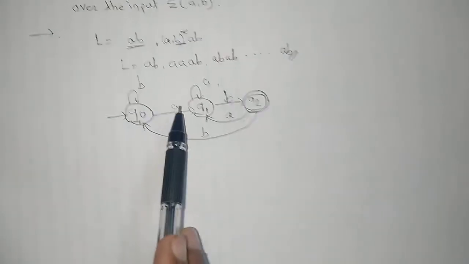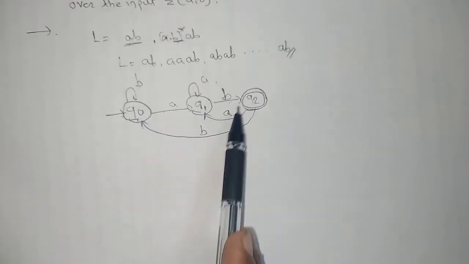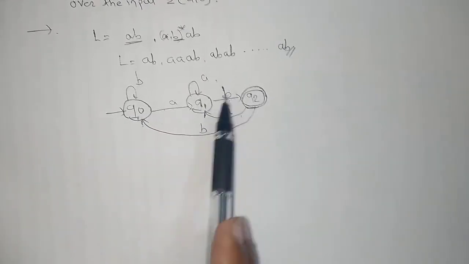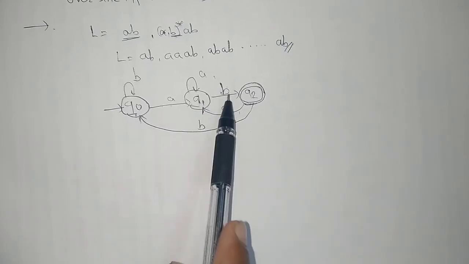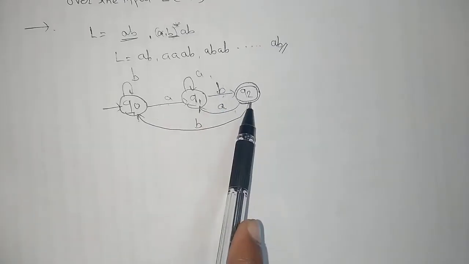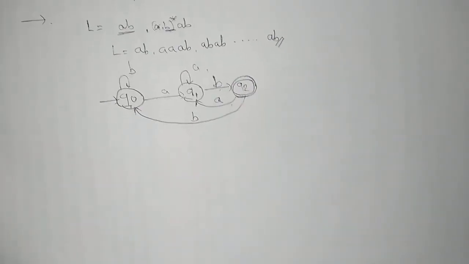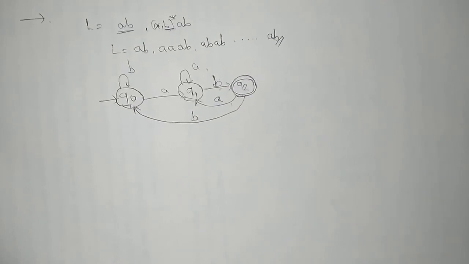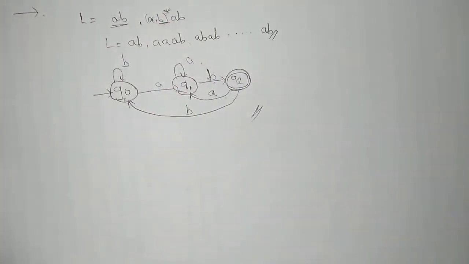So now we will run A, B, B. Any time it will end with AB. So A, B, A, B. As we know, Q2 is the final state, so all the time we will stop at Q2. This is the DFA for the given problem statement.